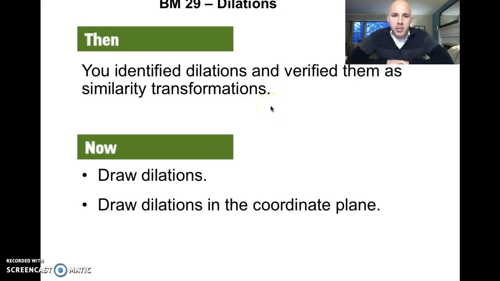We're going to be talking about benchmark 29. It's a brand new unit in similarity, and this benchmark is called dilations. In this benchmark, we're going to draw the dilations in a coordinate plane, and we're going to use our GeoGebra website to help us with that.